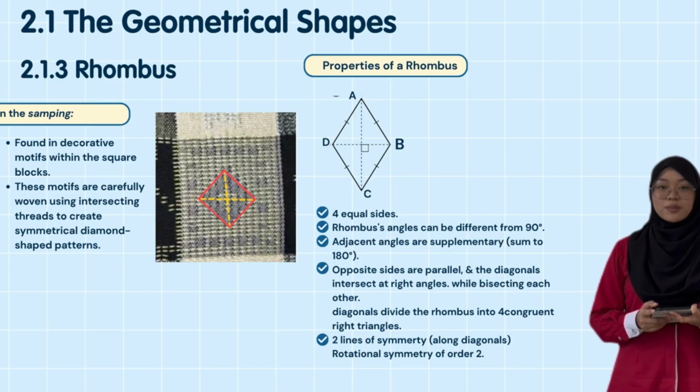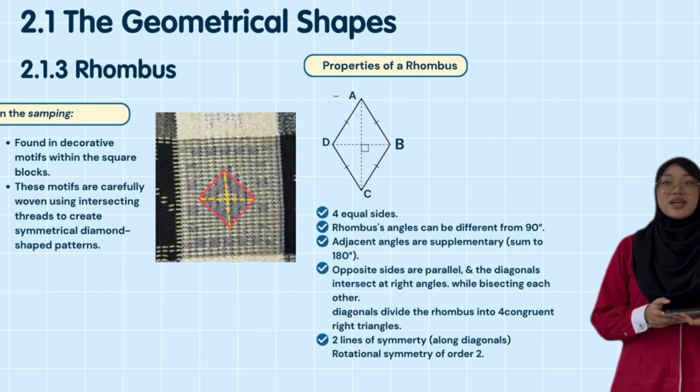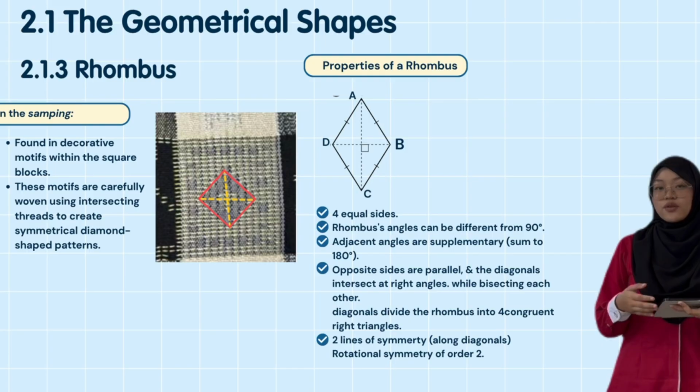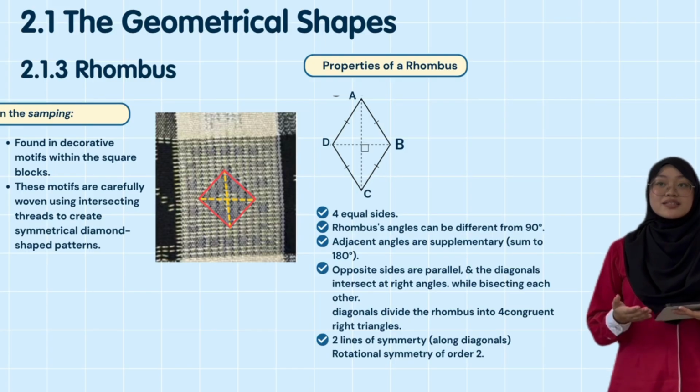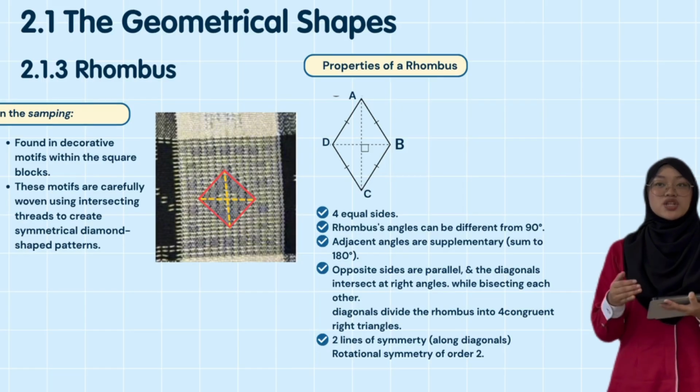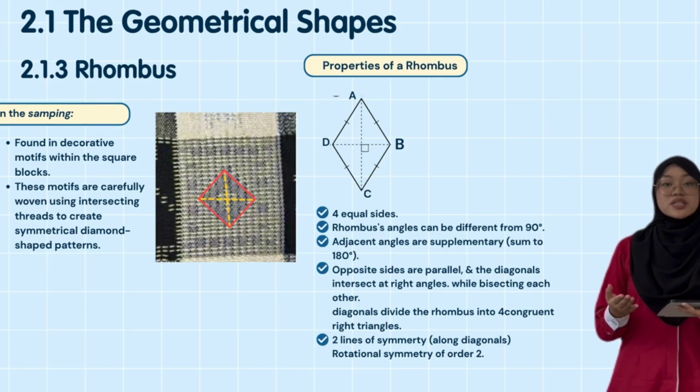Next are the properties of the rhombus. A rhombus is a 2-dimensional shape that has 4 equal sides. Unlike squares, a rhombus's angles can be different from 90 degrees. The opposite sides are parallel, and the diagonals intersect at right angles while bisecting each other. The adjacent angles are also supplementary, which means they sum to 180 degrees.